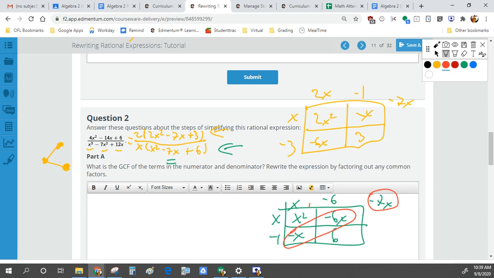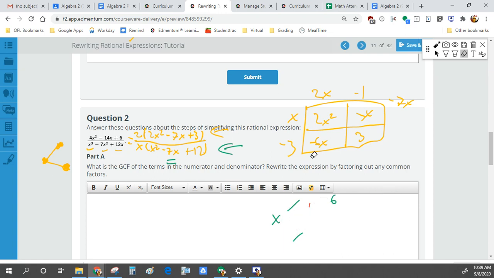How does the 12 become a 6? Oh, you're right. Thank you, Victoria. That shouldn't have been a 6. Thank you for pointing that out. That should be a 12. You are 100% correct. That should not have happened. Don't apologize for that. That was my bad. Thank you for pointing that out.